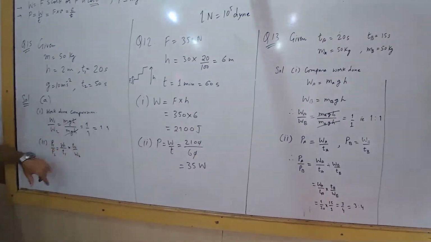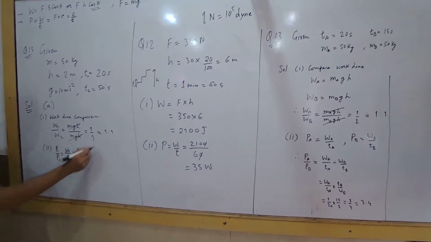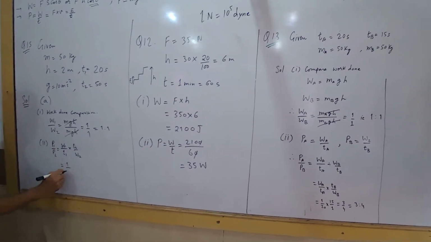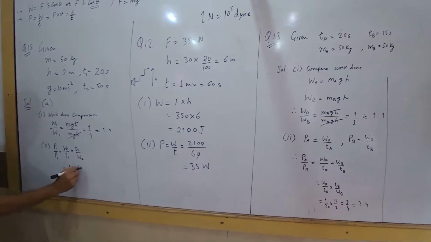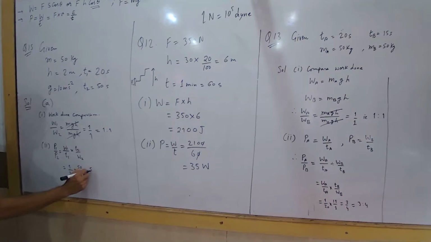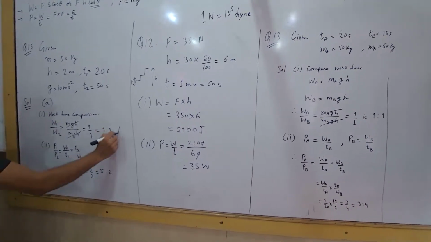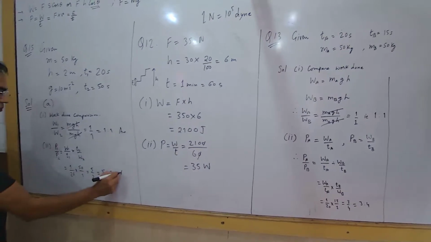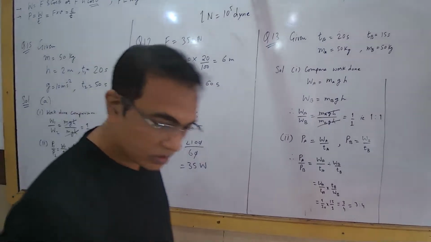The multiplier or the reciprocal of P2. So what is W1 by W2? 1 is to 1. And 20 by 50, so 5 by 2. This is equal to 5 is to 2. Are you getting the answer? 1 is to 1 and 5 is to 2. So power comparison is this way.